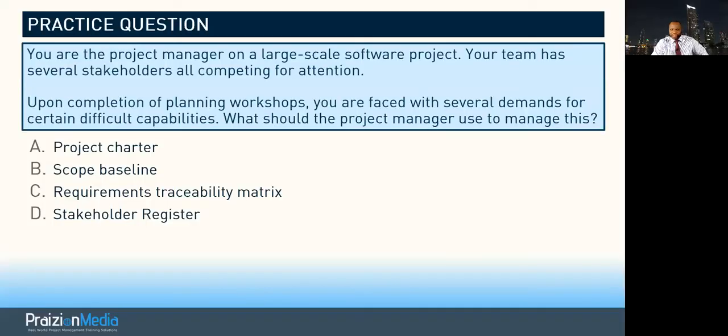Today's question reads, you are the project manager on a large-scale software project. Your team has several stakeholders all competing for attention. Upon completion of planning workshops, you are faced with several demands for certain difficult capabilities. What should the project manager use to manage this? I'll give you a minute.